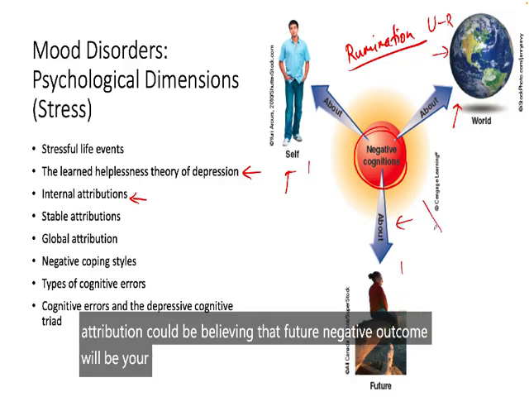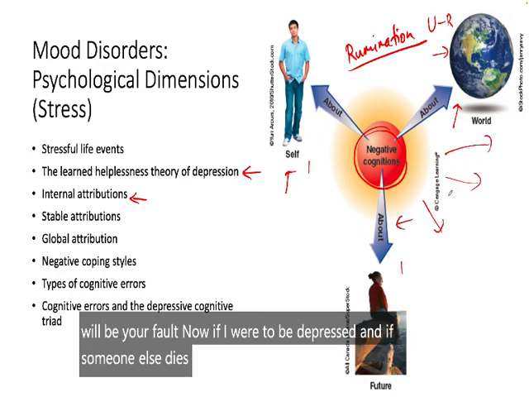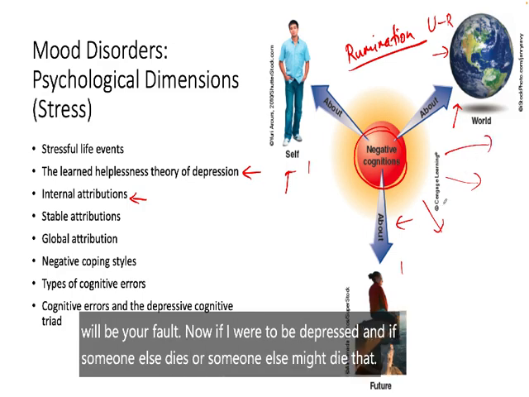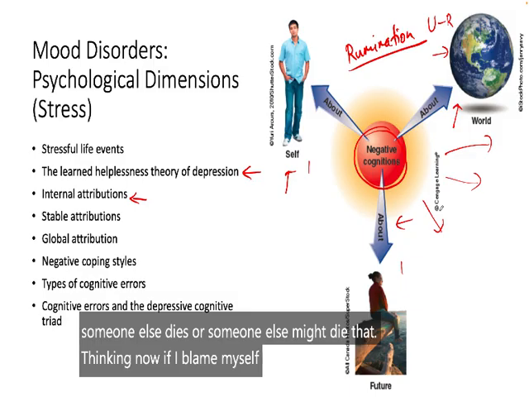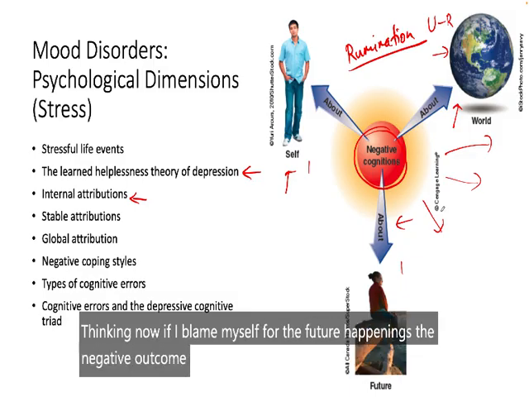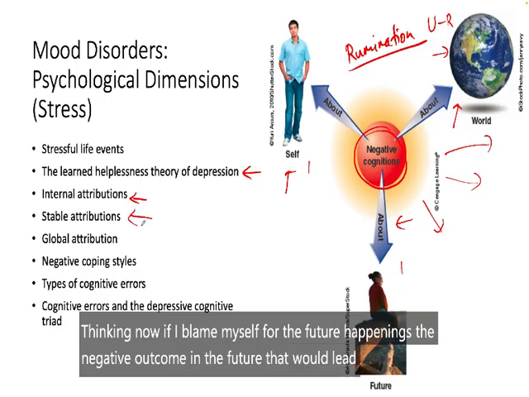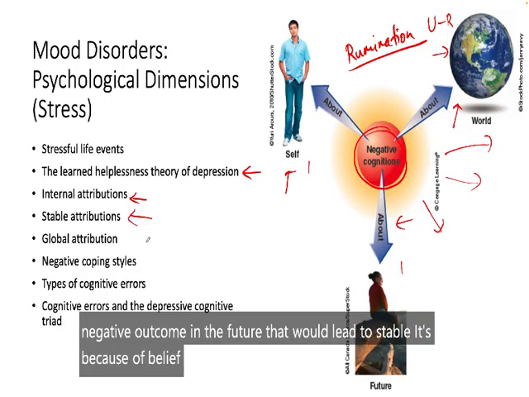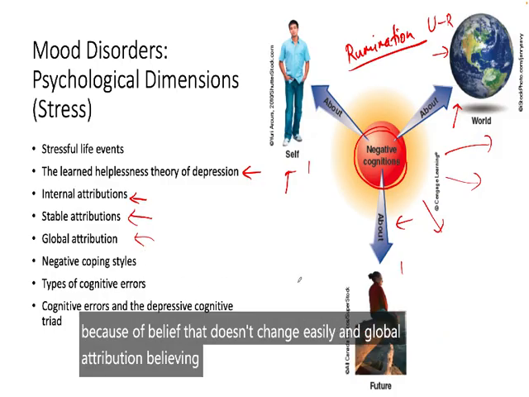Now, if I were to be depressed and if someone else dies or someone else might die, that thinking, if I blame myself for the future happenings, the negative outcome in the future, that would lead to stable attribution. It's because of a belief that doesn't change easily. And global attribution, believing that negative events will disrupt many life activities.